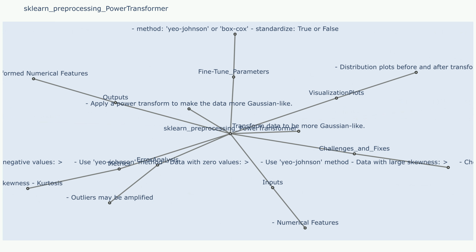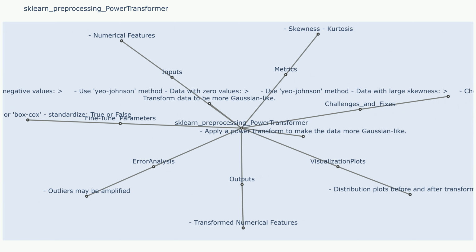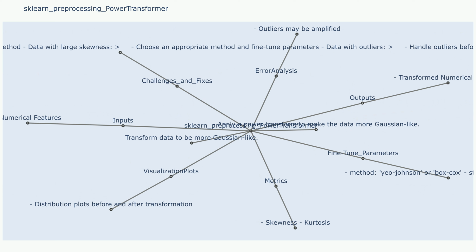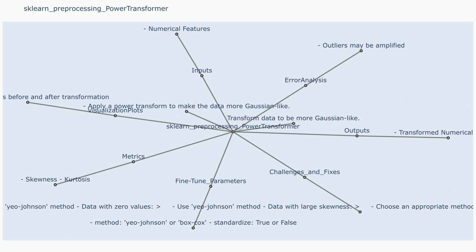Inputs. X, a two-dimensional array of numerical features. Method. The type of power transformation to apply. Options include: Yeo-Johnson applies the Yeo-Johnson transformation, which handles both positive and negative values. Box-Cox applies the Box-Cox transformation, which requires strictly positive values. Outputs. X transformed, a two-dimensional array containing the transformed features. Lambda, the estimated optimal power parameter for the transformation.